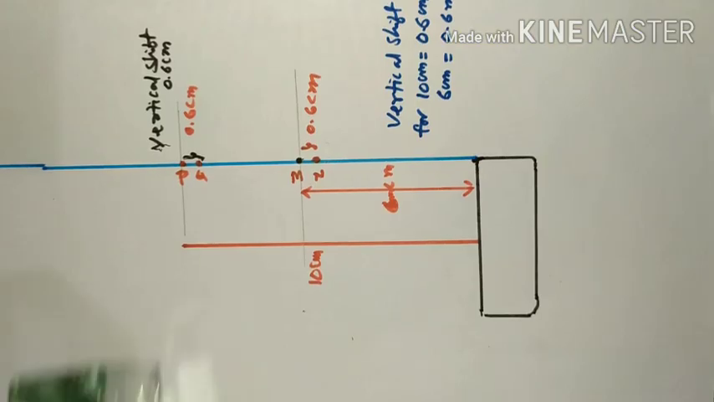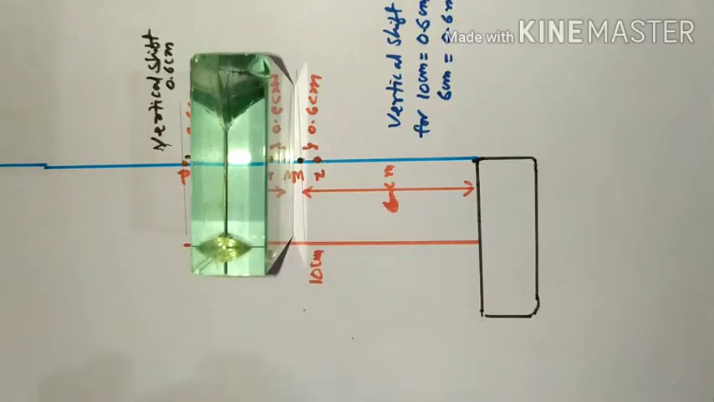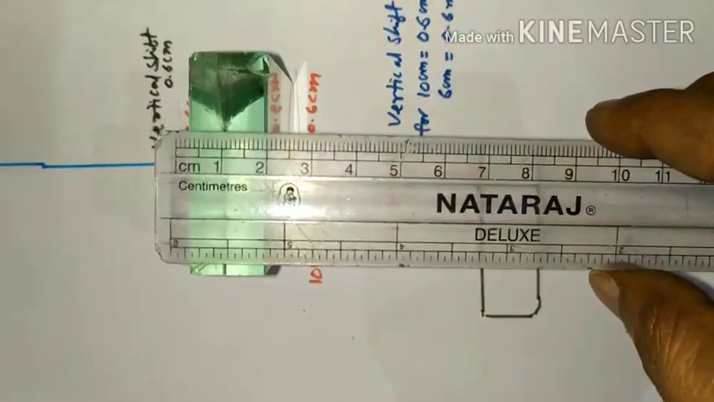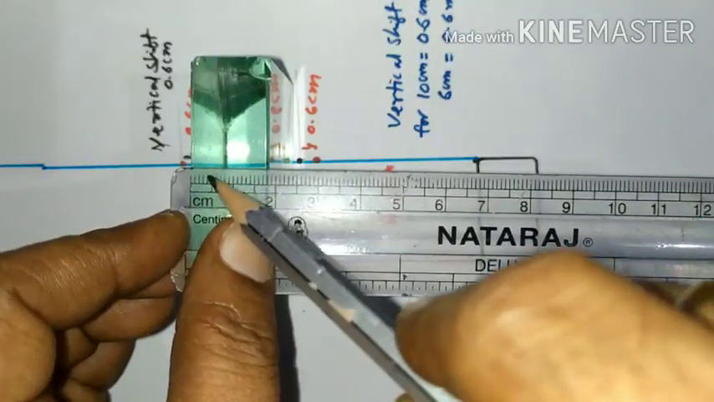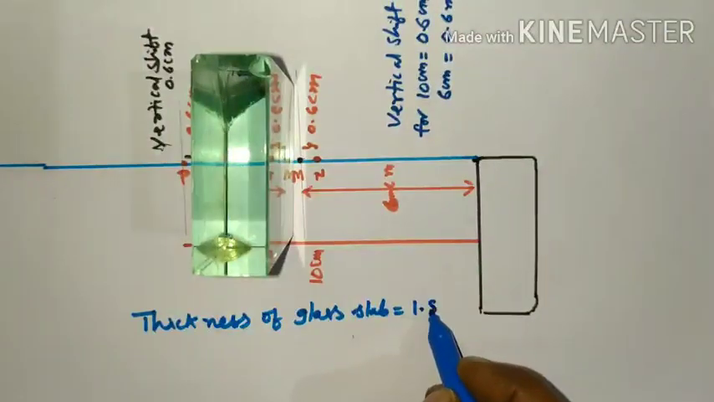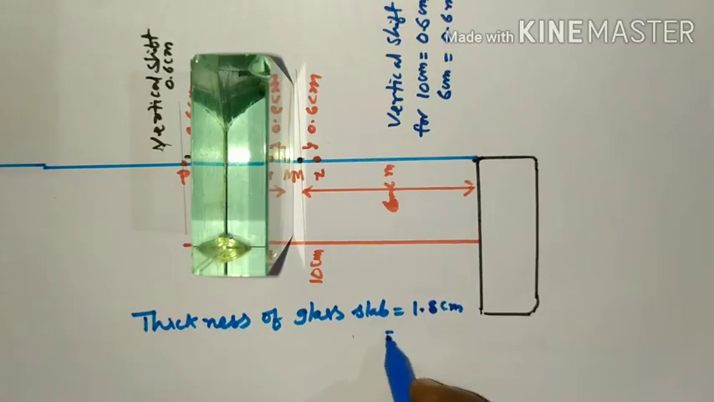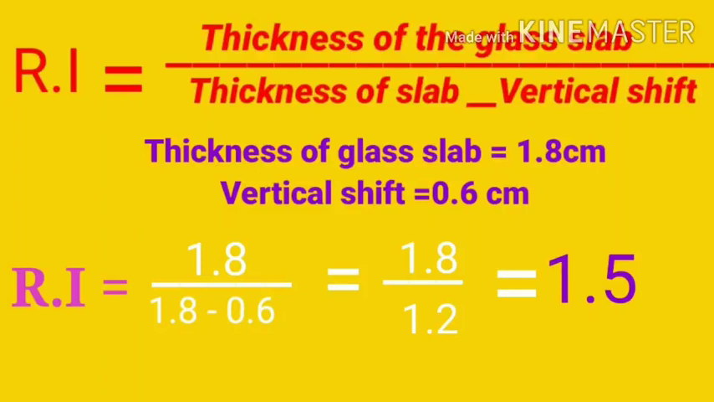Now we can measure the thickness of the glass slab. Take the scale and measure the thickness of the glass slab. The thickness of the glass slab is 1.8 centimeters. Thickness of the glass slab is 1.8 centimeters and vertical shift is 0.6 centimeters. Apply the formula and substitute the values. Now we get the refractive index as 1.5.